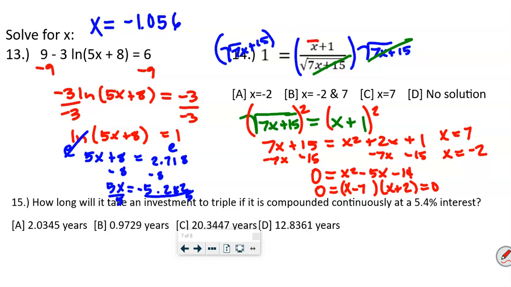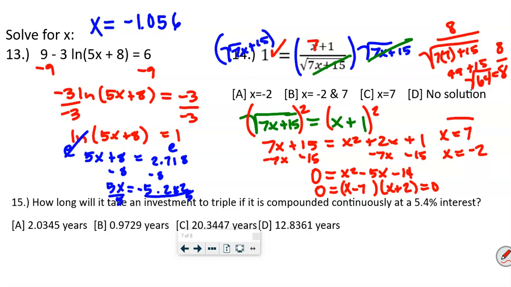So if we do 7 plus 1, that's 8, right? And if we do 7 times 7, that's 49, plus 15. So 49 plus 15, that's going to be 64, right? So what's the square root of 64, y'all? Square root of 64 is 8, and 8 divided by 8 is indeed 1. So that works, right? 7 works, but let's try the negative 2, okay?